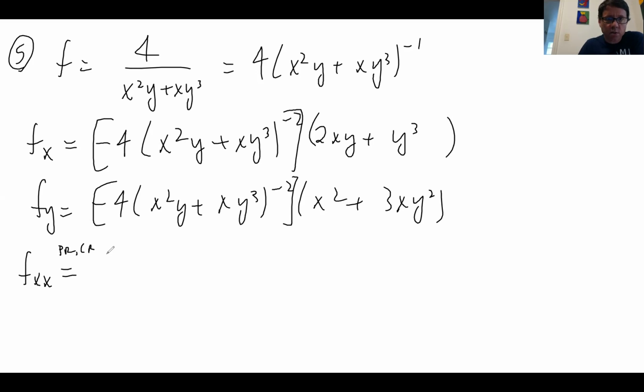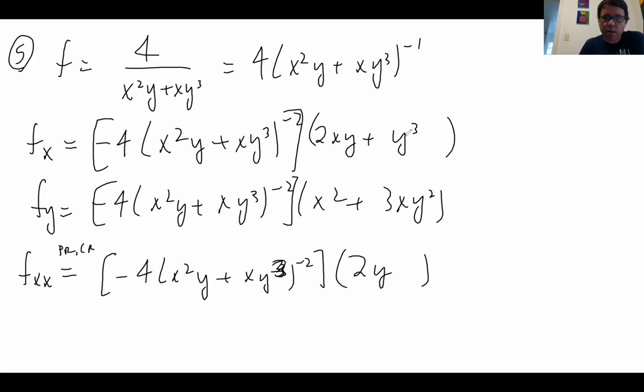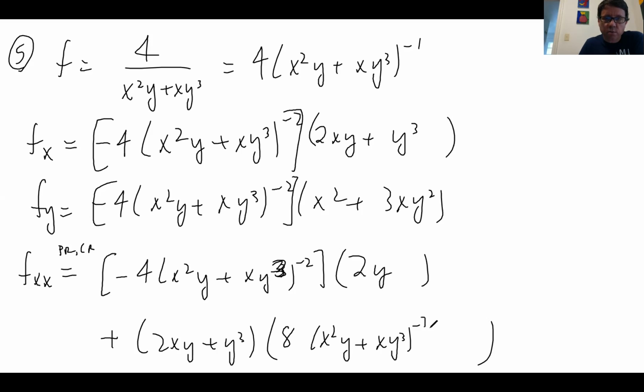It doesn't matter. So you do the first, so -4 times (x squared y plus xy cubed) to the -2 times the derivative of the second one. So that's just going to be 2y plus the second one, 2xy plus y cubed, times the derivative of the first. So the derivative of the first is going to be 8 times (x squared y plus xy cubed) to the -3. Then you multiply by the derivative of the inside, which is 2xy plus y cubed.